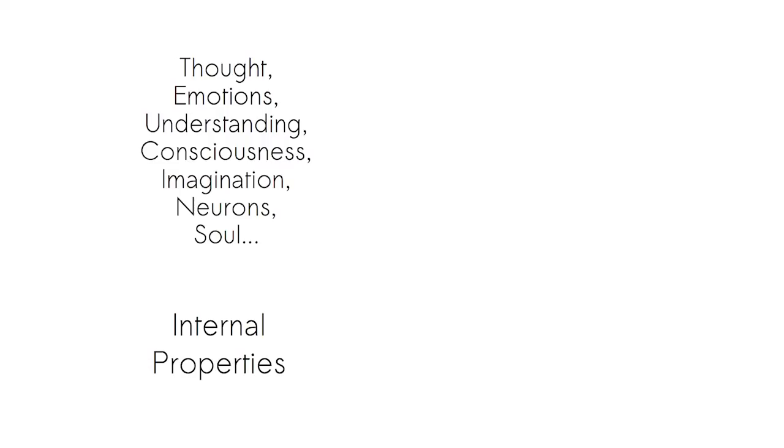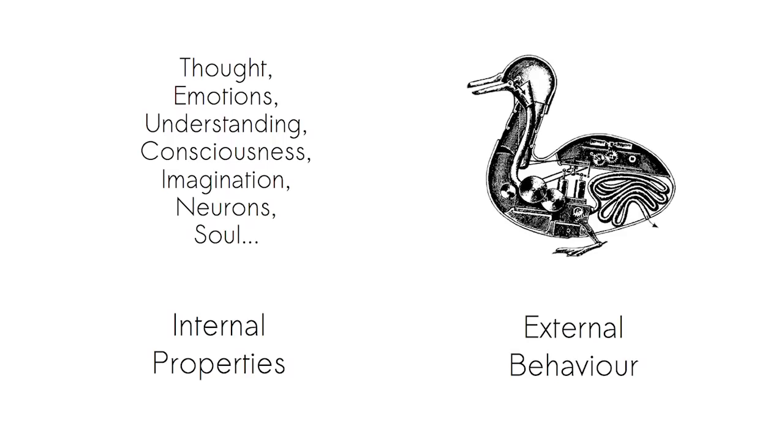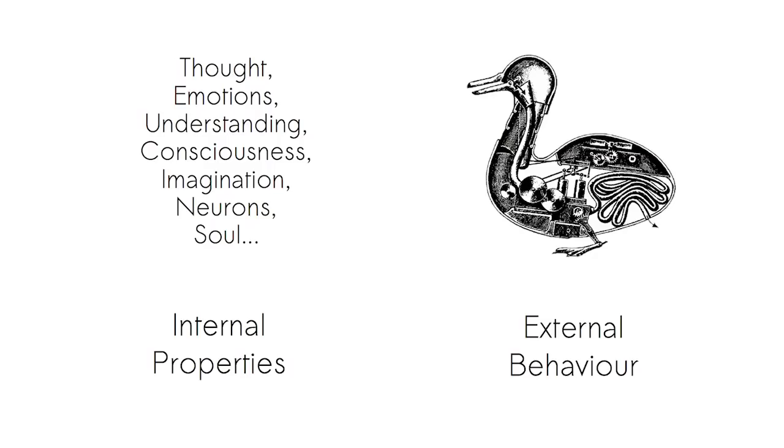Okay, so the next question is, are you concerned with internal properties of the system? So, for example, whether the system has thought, or whether it has emotions, understanding, consciousness, imagination, neurons. It could be a substrate thing. Maybe you think that you have to have neurons to be intelligent. A soul. You could put a whole lot of things in this category. And then the other possibility is that maybe you really just are concerned with external behavior. So if it looks like a duck and it quacks like a duck and it walks like a duck, you don't care if it's got pipes inside. You just want something that acts like a duck. So this is a fundamental distinction here.